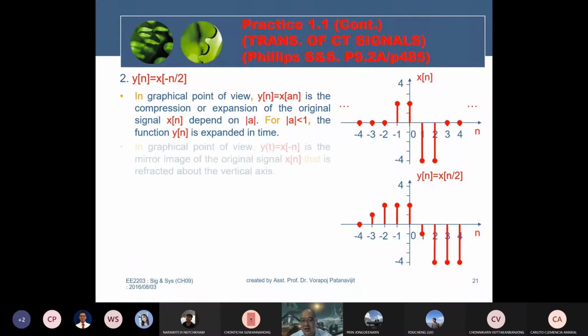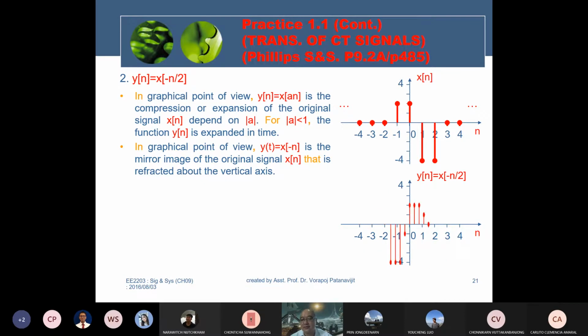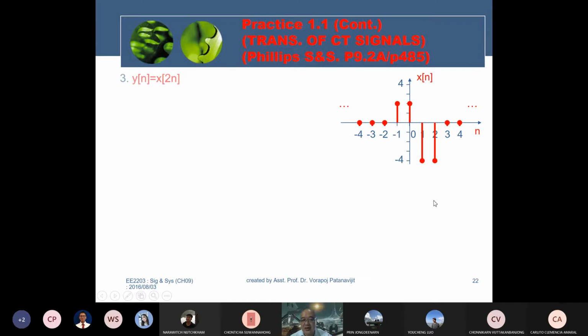The next step, you determine the reversal. In the graphical point of view, yn equal to x minus n is the mirror image of the original signal xn that is reflected about the vertical axis. Clear? Okay, I will show you in detail. Okay, next one. In this case, yn equal to x2n.